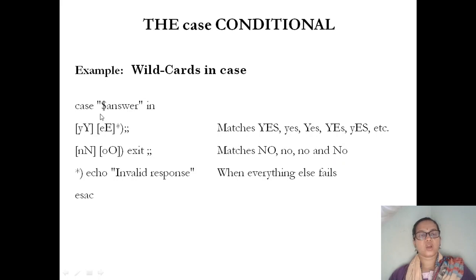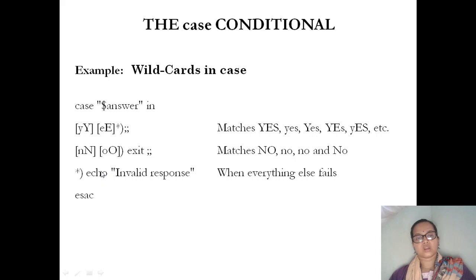In that scenario, we can write a script where case of answer, where we are just giving a pattern matching. So here we are using wildcards with the square brackets. We are telling small y to big Y. So it can be small y or it can be big Y, it is allowed. And for E also it can be big or small. And with that we will give star, so anything can follow. After that we will close our condition. Same way for no, and we will say exit.